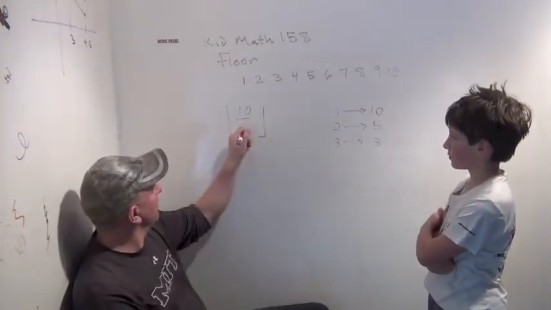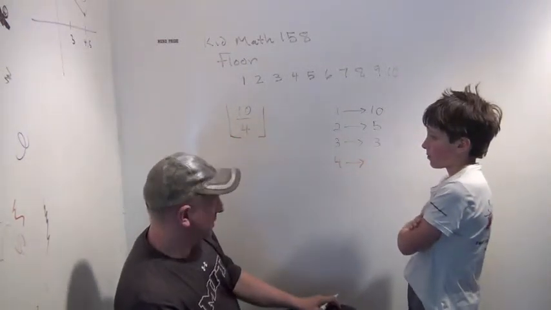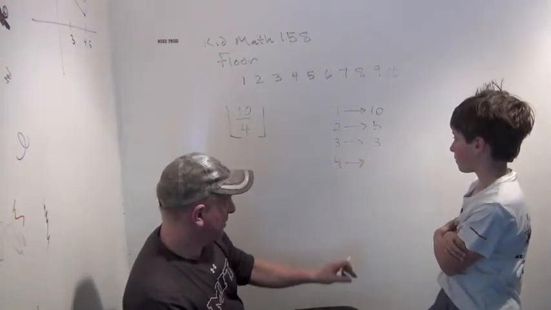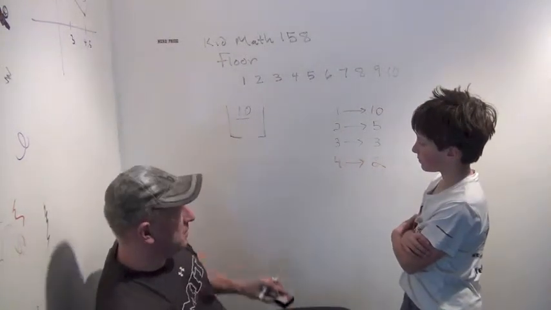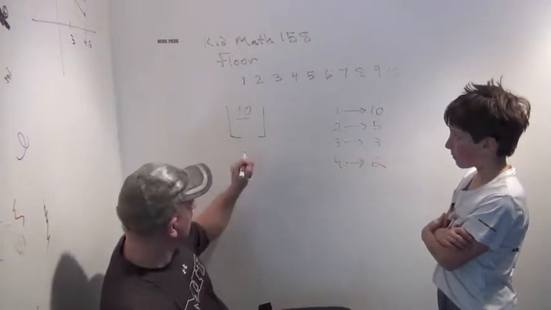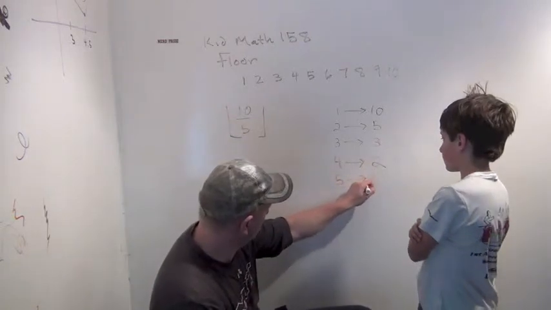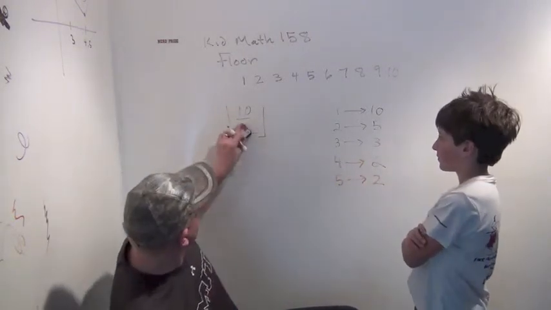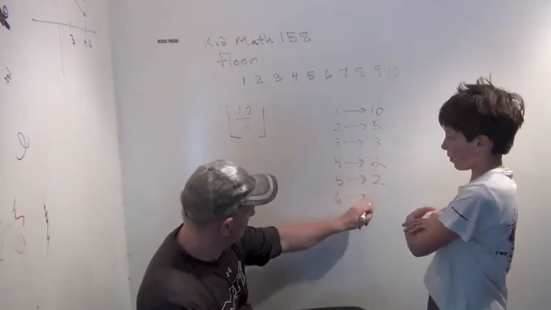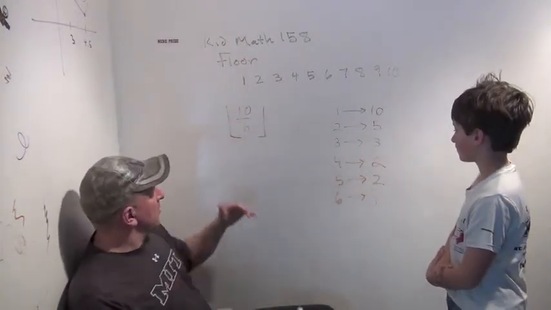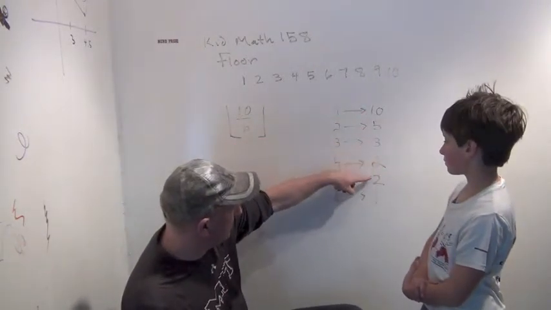10 divided by 4. What's that going to be? Floor. Well, 8 divided by 4 is 2, so it's going to be 2. What is 10 divided by 4 as a decimal? 2.5. Okay. So 10 divided by 5? 2. What's 10 divided by 5 as a decimal? It's 2. Also 2. And I'll do 10 divided by 6 just for the last one. It's going to go to 1. So when I do 10 divided by these integers and then take the floor, I get 10, 5, 3, 2, 2, 1.